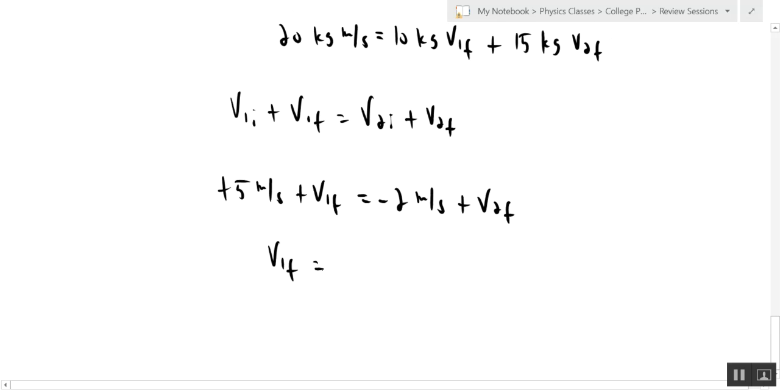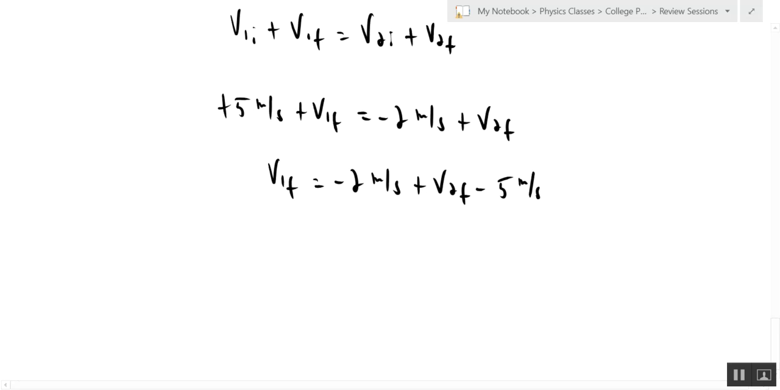It's not that hard to do. You just subtract, sorry, not -2, -5 from both sides. I was looking at -2 when I said that. And you get something that's not too hard to look at, just -2 minus 5. So that's what happens when you solve the second equation for V1F. So plug into momentum. The reason I'm doing this is because I want to get rid of it in the momentum equation.